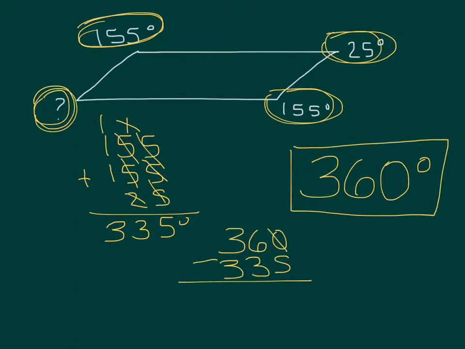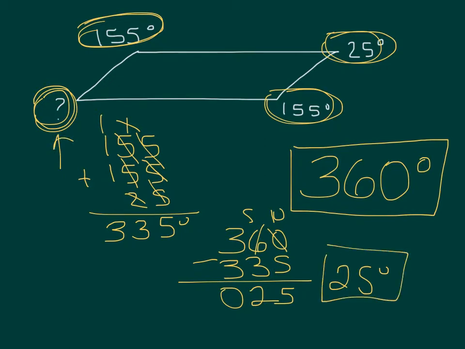I'm going to need to regroup here. 10 minus 5 is 5. 5 minus 3 is 2. 3 minus 3 is 0. So 25 degrees. The measure of this fourth angle right here is 25 degrees. And all the angles in a quadrilateral, all four angles, 1, 2, 3, 4, always add up to 360 degrees.